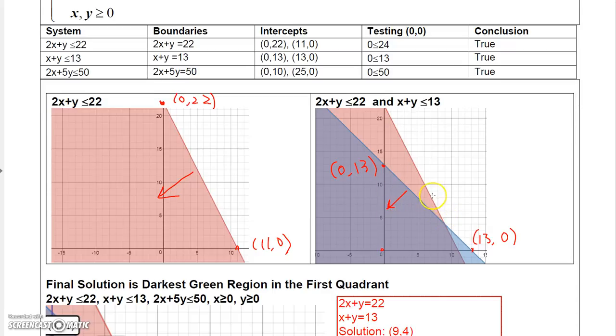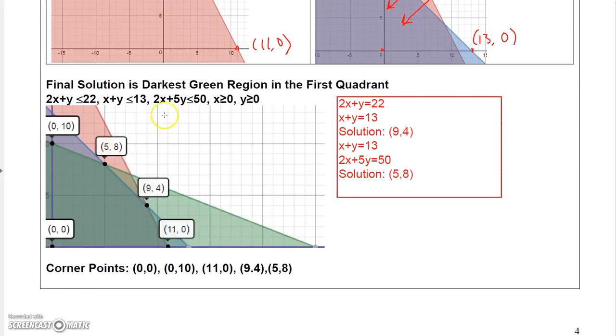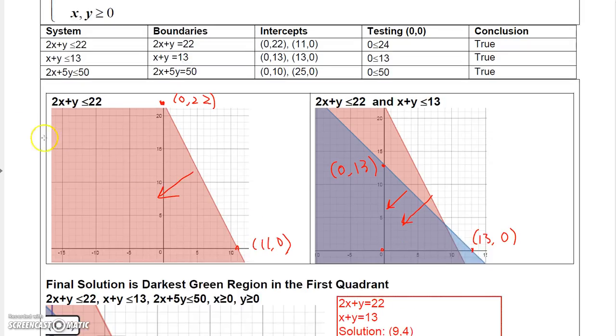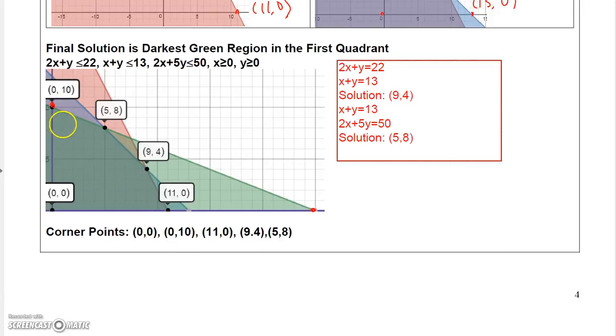Well, if you shade everything below that line plus everything below that line, the overlap is going to be in this dark purple region here. So that's the overlap so far. Then I have to bring in another inequality, 2x plus 5y is less than or equal to 50. And the intercepts for that are 0, 10, and 25, 0. You can see 0, 10 is right here, and 25, 0 is actually way out here somewhere. When I test the origin 0, 0 for that one, I got another true statement. So now I'm shading everything below the green line, everything below the purple line, and everything below the red line, and that dark green region is what I have now.